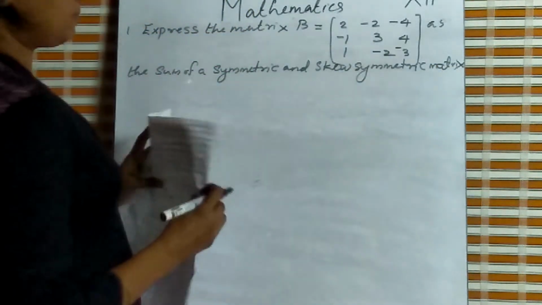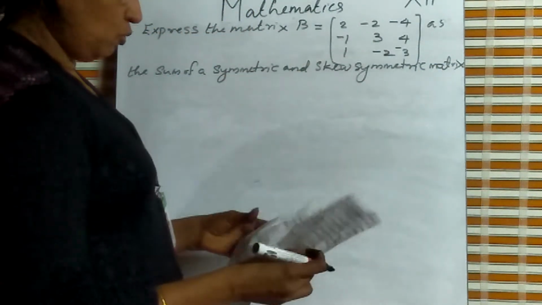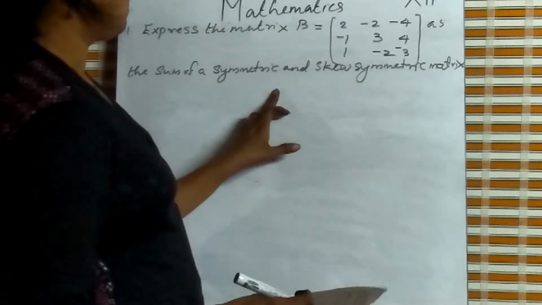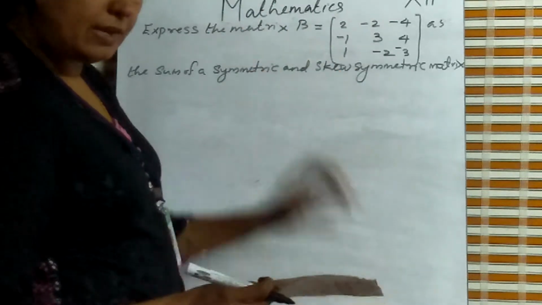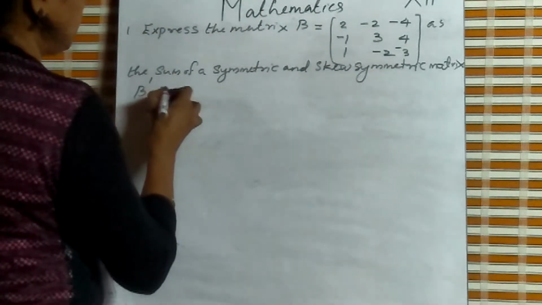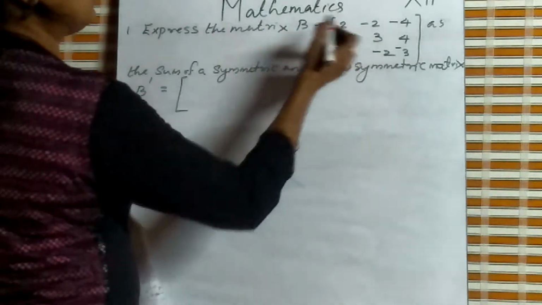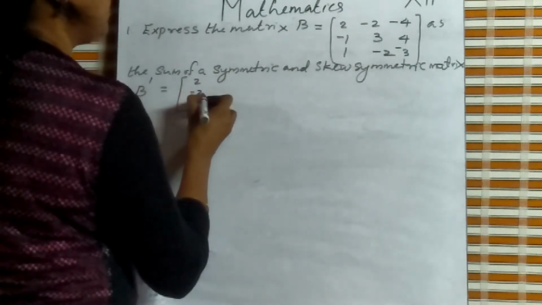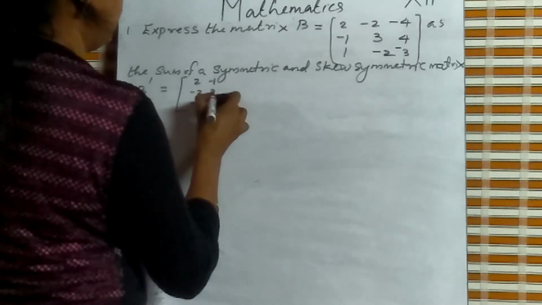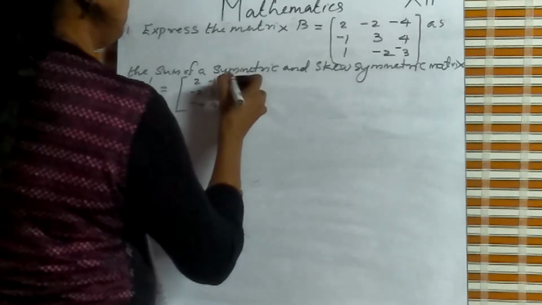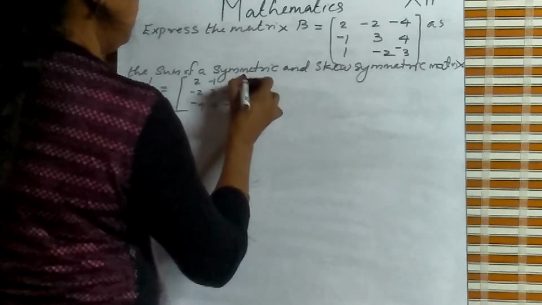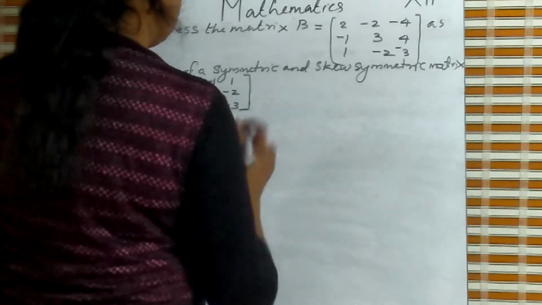Our question is: express matrix B equal to [2 -2 -4; -1 3 4; 1 -2 -3] as the sum of a symmetric and skew symmetric matrix. For that, first we calculate B transpose. B transpose is equal to [2 -1 1; -2 3 -2; -4 4 -3].